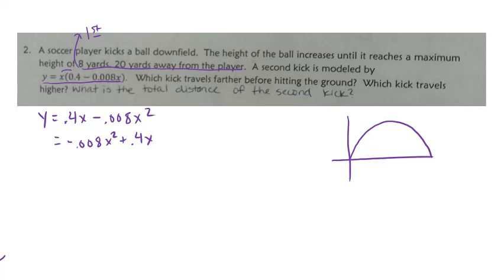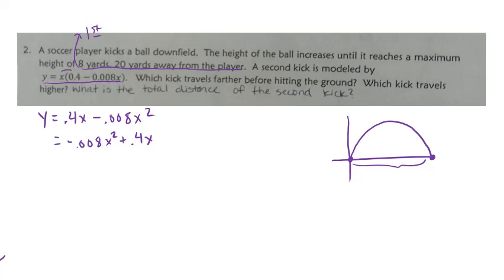All right, so let's see what it is we actually want to find. Which kick travels farther before hitting the ground? So travels farther before hitting the ground is going to be the total distance from 0 to where it hits the ground. So this is at 0 seconds, this is at however many seconds, we're not really sure. So we really want to find this distance and then compare it to the first one.